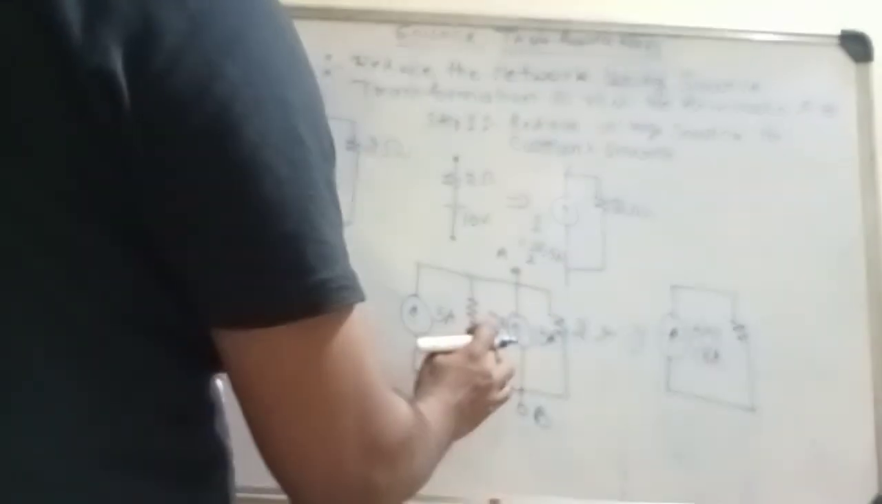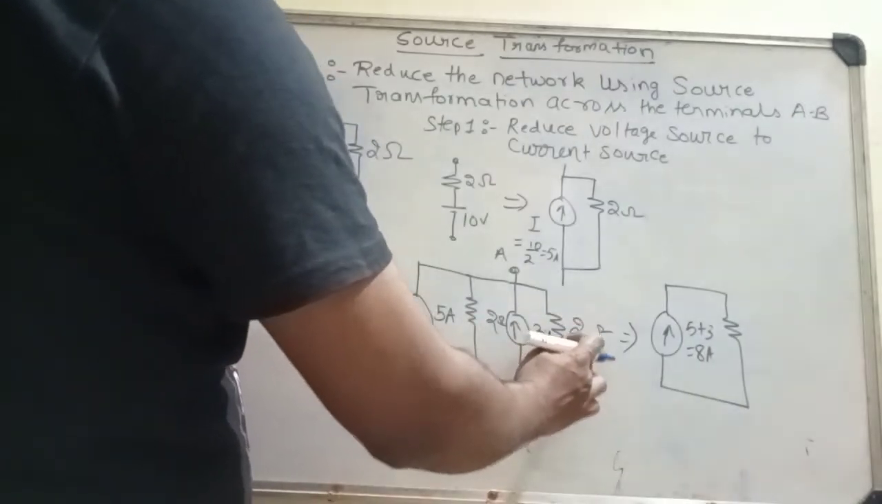Now two resistors, 2 ohm and 2 ohm, are in parallel. So we use the formula 1 by R equivalent is 1 by R1 plus 1 by R2. Since I have only two resistances, R equivalent is R1 into R2 by R1 plus R2. So R equivalent here in this case is 2 into 2 by 2 plus 2, so this will be 1 ohm.